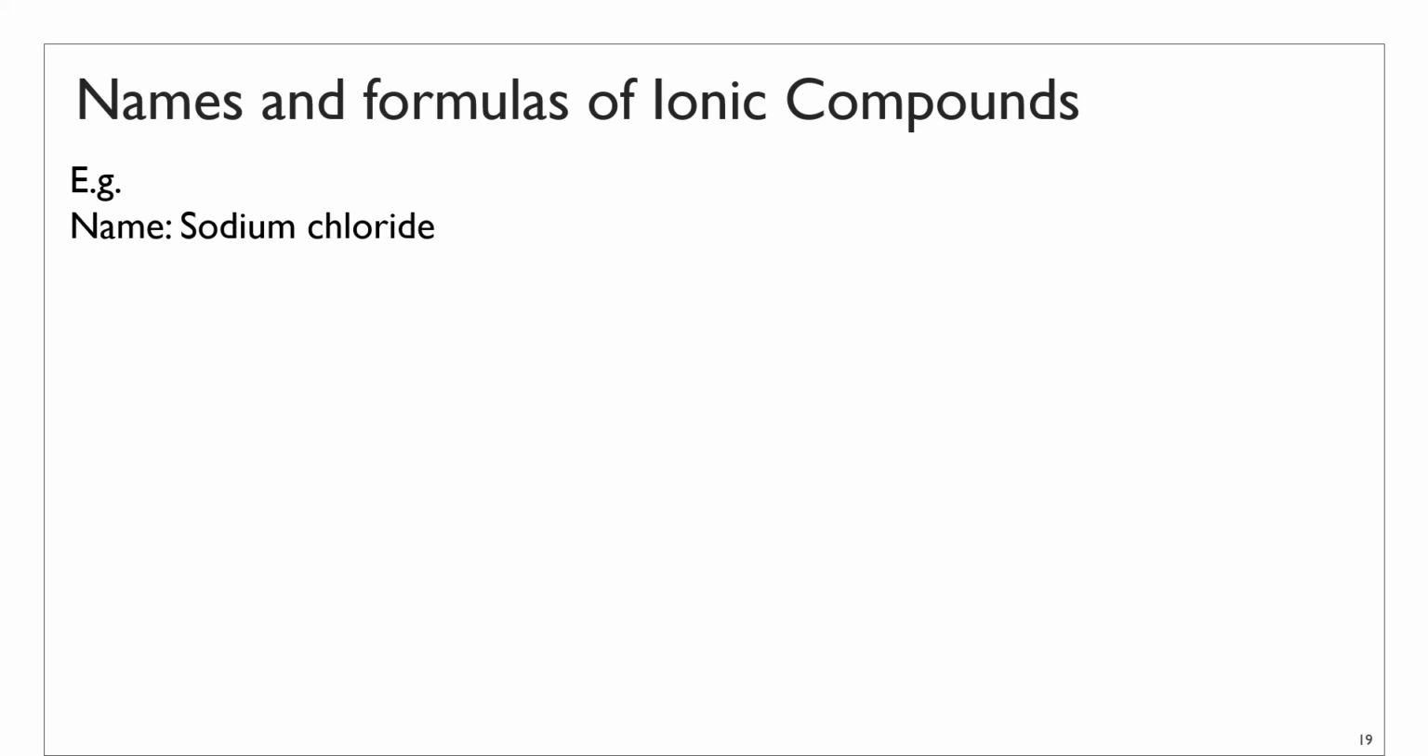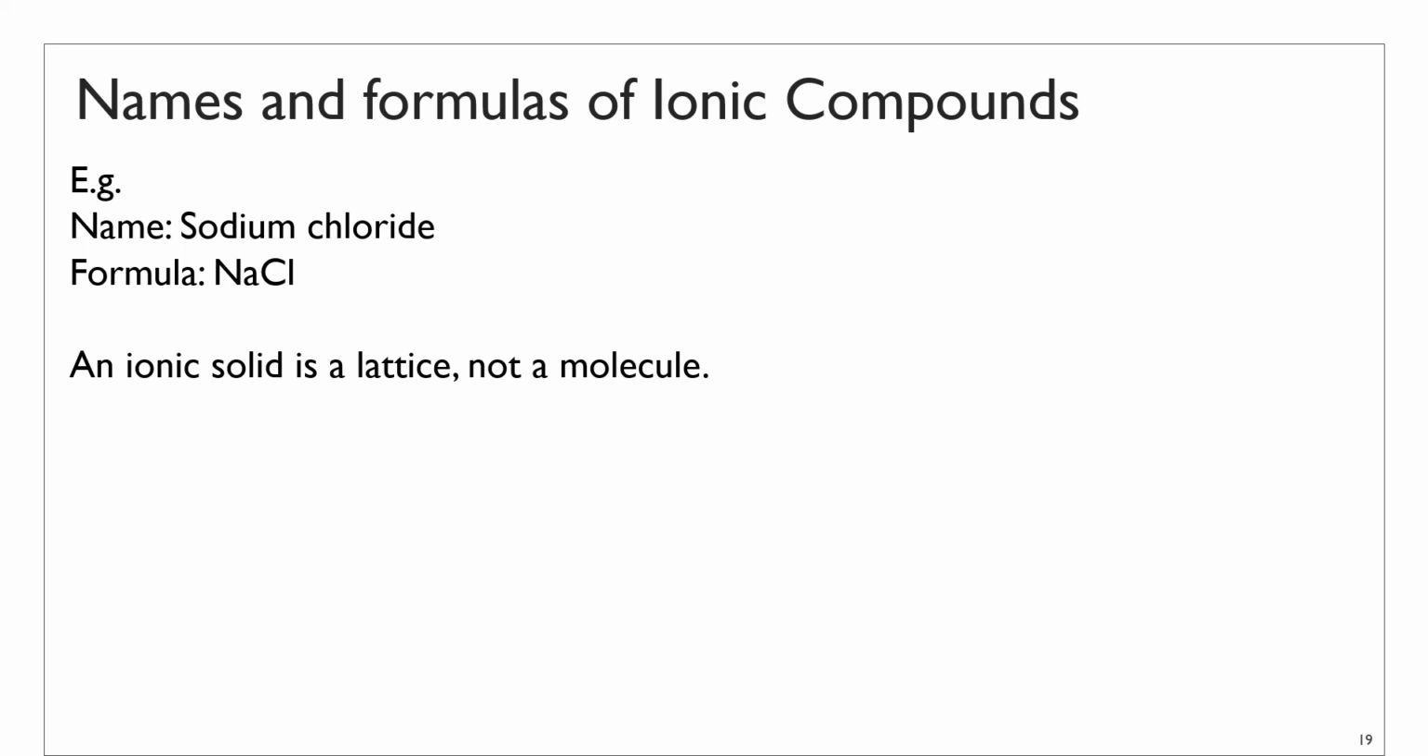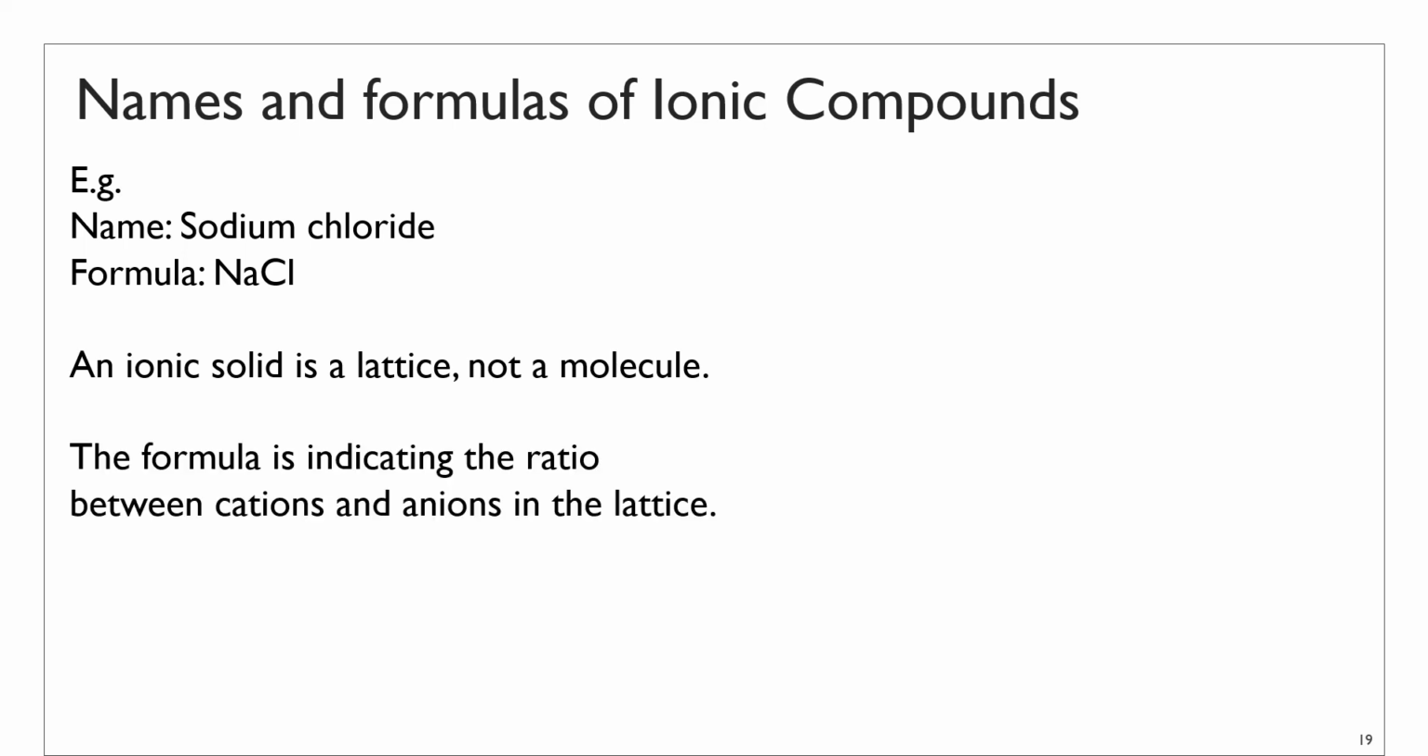An example of the name of an ionic compound: sodium chloride is the name and the formula is NaCl. If the question is asking for the name, you have to write it out, and if it's the formula, then you're using the element symbols. I do want to point out that an ionic solid is a lattice and not a molecule. So when the formula is NaCl, it doesn't mean that you have one Na combining with one Cl. This is not how an ionic compound exists in solid form, so make sure that you don't draw it like that. NaCl is just indicating the ratio between cations and anions in the lattice.